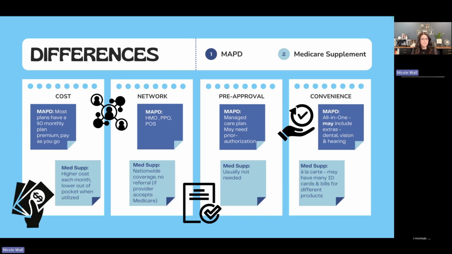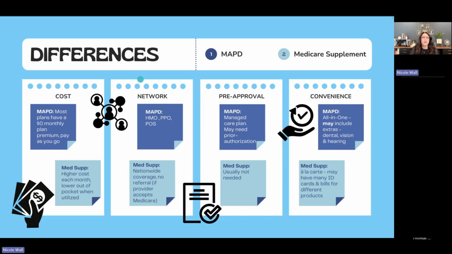With a PPO plan, you do have the option to go out of network. However, when you go out of network, your dollar's not going to stretch as far. So instead of maybe a flat copay for that service, you may see a percentage. And then with a Medicare Supplement plan, I don't even want to call it a network because it's not a network. So the rule is as long as that provider accepts Medicare, you're good to go and you don't need a referral. So you can go anywhere nationwide without referral as long as that provider accepts Medicare.